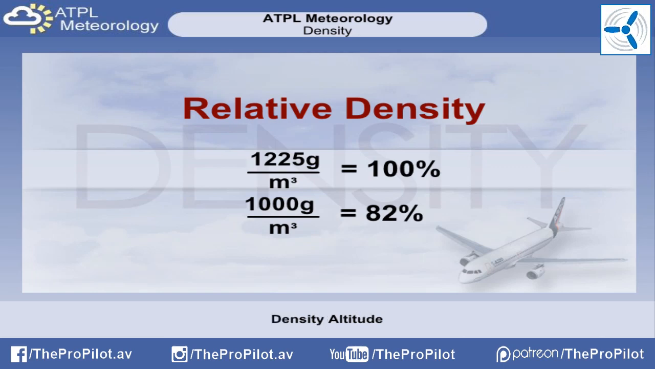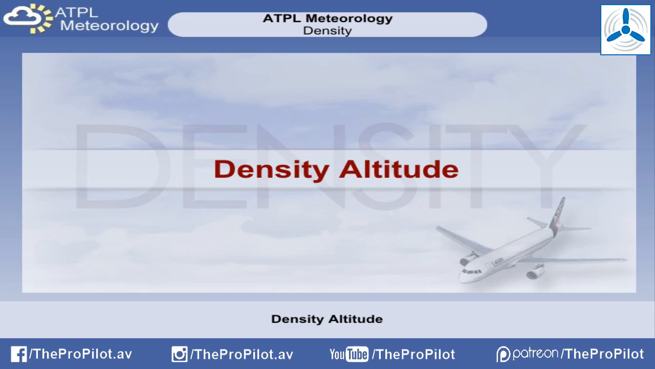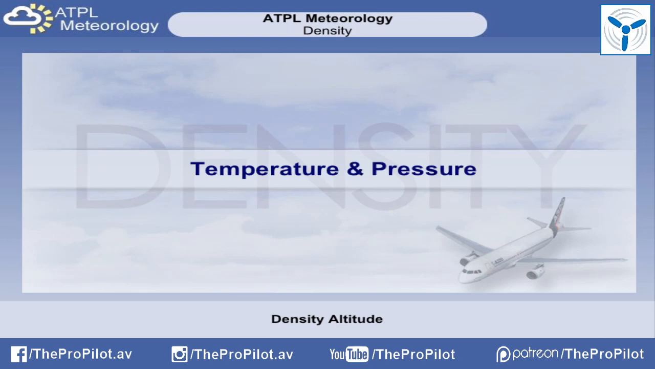Another way density can be expressed is by using the term density altitude. Trainee pilots seldom understand this term, but it is essential, especially when using it to discuss aircraft performance. However, before we analyze this term, let's first look at the two main variable factors that can influence density. These are temperature and pressure.